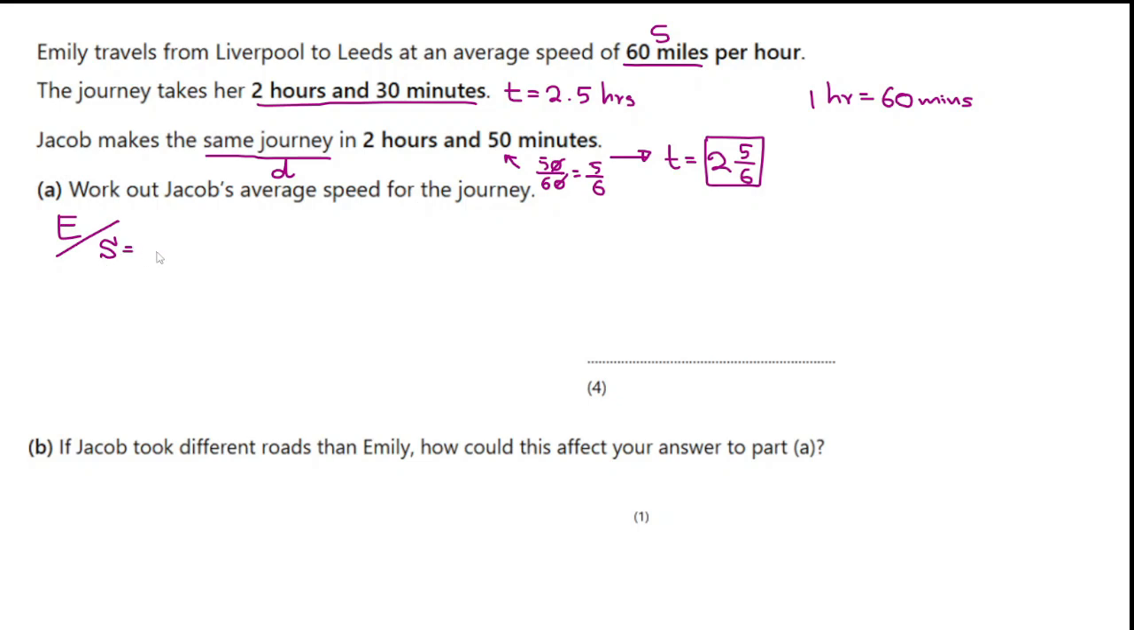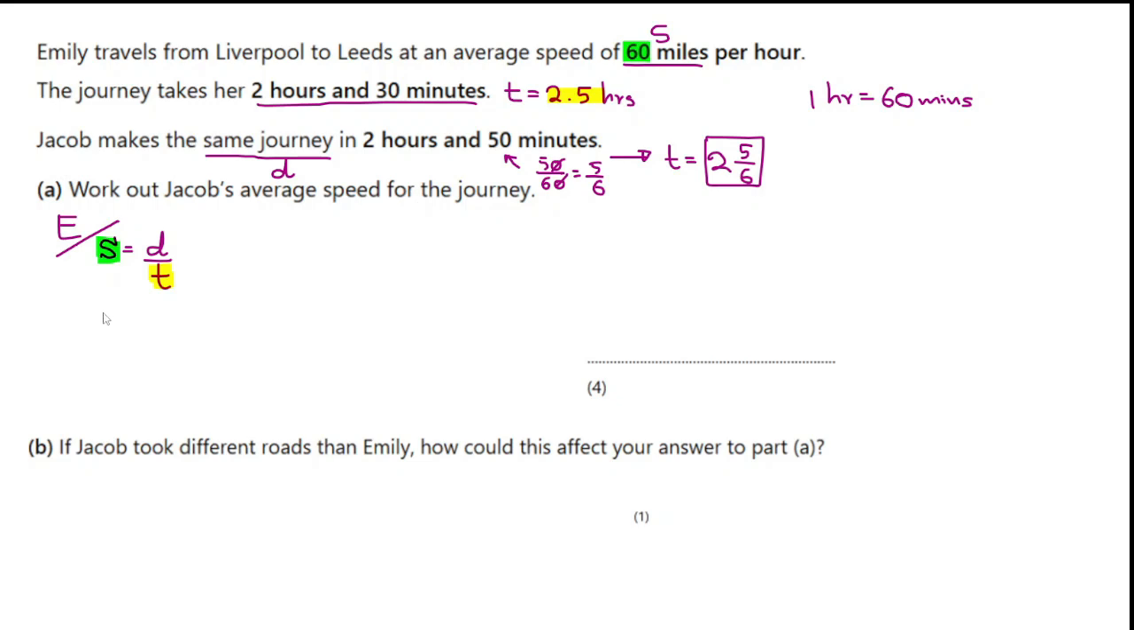Speed is equal to distance divided by time. And let's substitute the values. I know her speed is 60, so I can substitute here. And I also know the time taken by Emily is 2.5. I can substitute it here.